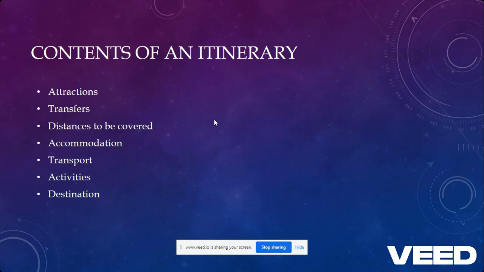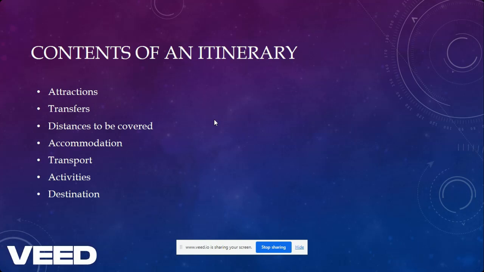So what is the content? What does it contain? So we have the attractions where the person is headed to, what they are going to see at a destination, maybe man-made, maybe natural. Those are the attractions that they are supposed to go and see. We also have the transfers. Transfers is important because you have to pick your clients from the airport to the hotel or to the destination they are going. So we must see a transfer element coming in.